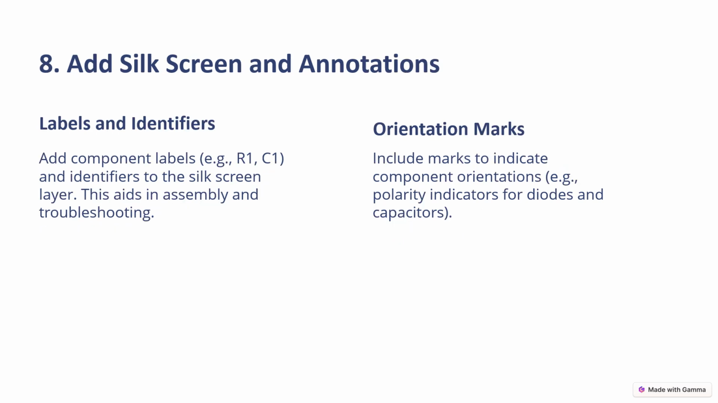Step 8. Add silkscreen and annotations, labels and identifiers. Add component labels like R1, C1 and identifiers to the silkscreen layer. This aids in assembly and troubleshooting. Orientation marks. Include marks to indicate component orientation. For example, polarity indicators for diodes and capacitors.